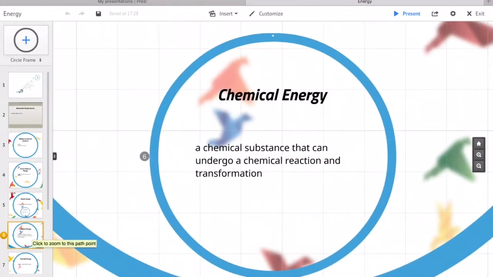Chemical energy is the potential of a chemical substance to undergo a chemical reaction and transformation. Examples include batteries, food, and gasoline. Chemical energy provided by food to accelerate a bicycle would be a great example of chemical energy.